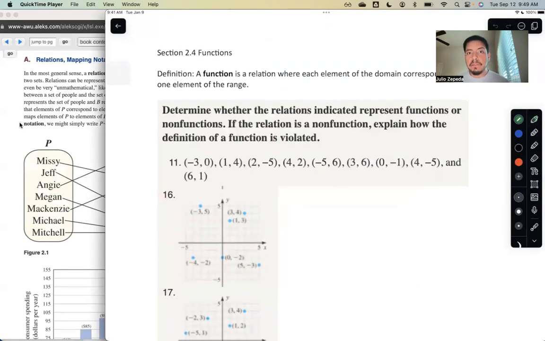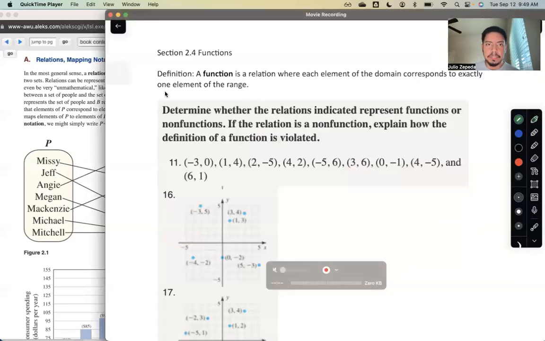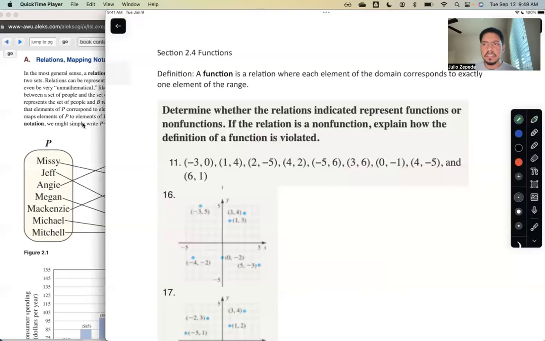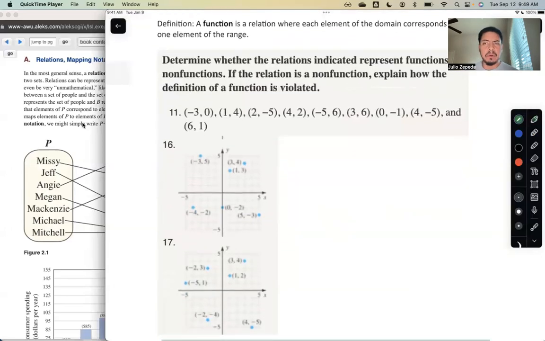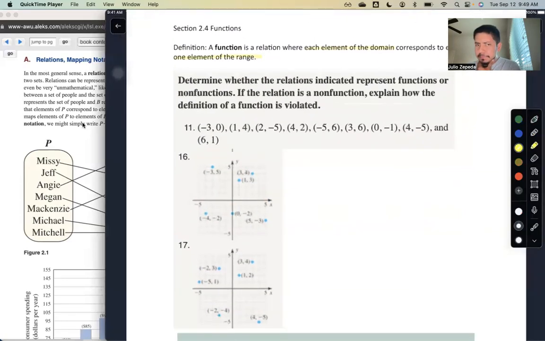So we start with the definition of a function. A function is a relation where each element of the domain corresponds to exactly one element of the range. We're going to get into the way we normally see them, but it's just a set of points, basically, where each element in the domain corresponds to exactly one element of the range. And so what that means is, well, let's take a look at something that is not a function.